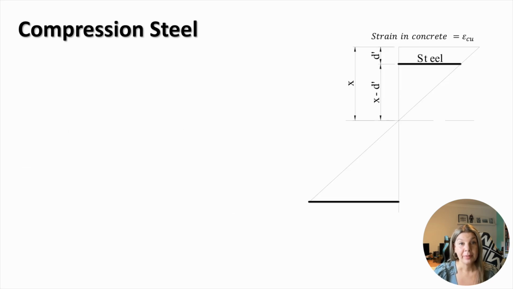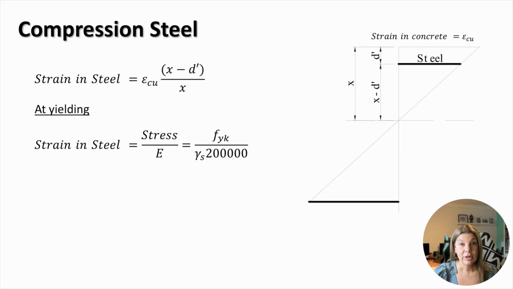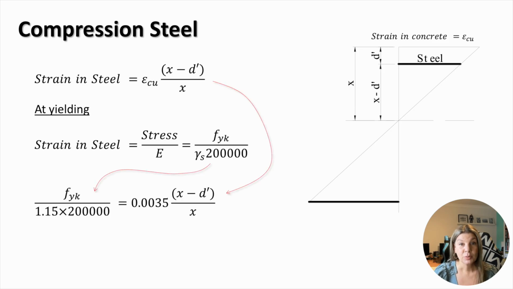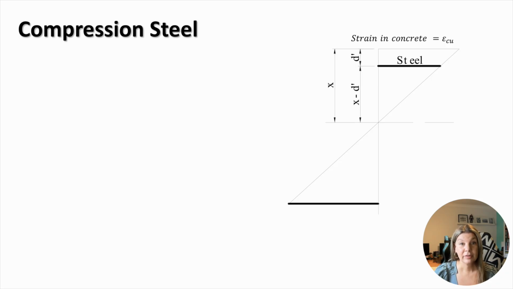The maximum depth of top steel in the section at which the steel will have yielded can also be found using stresses instead of strains. On the one hand, the strain in the top steel can be found from the similarity of triangles. On the other hand, the strain in the top steel can be found using the steel stress and elastic modulus. Equating these two expressions and rearranging leads to the following relationship between fyk, x, and d'. After multiplication of numbers, this relationship takes the following form.